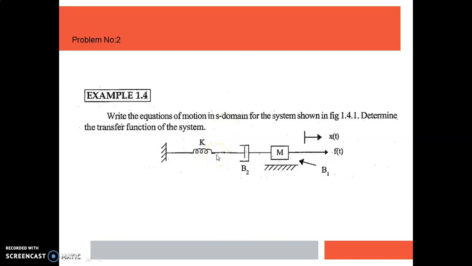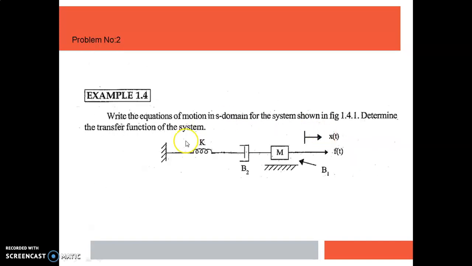First, just I'll repeat. First, you have to identify the nodes. First node is M and second node is the meeting point between K and B2. You assign M is equal to 0. The second step is you assign a displacement for this mass body also and mark it as x1 in the same direction as that of x of t.